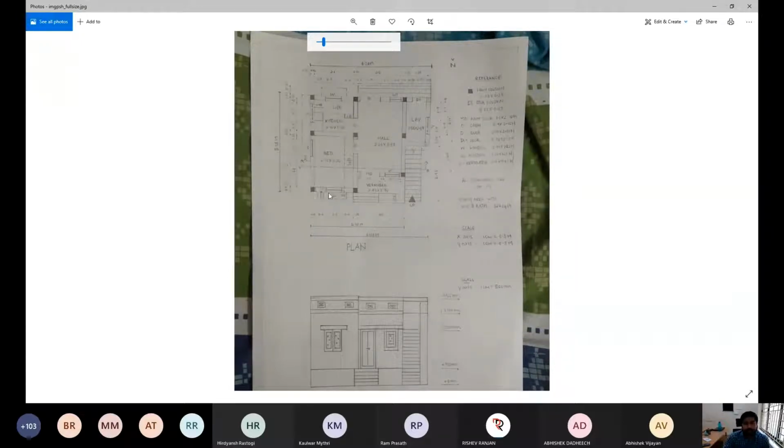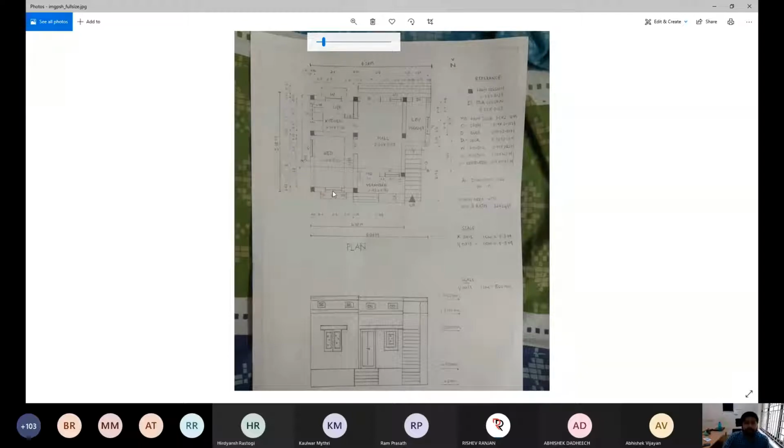So whatever you are seeing here, please imagination also should be there. Without imagination you can't draw anything, because front elevation means what you are seeing of that particular building from the front side. Suppose you are standing in front of that particular building or house, what you are seeing, that you have to draw. From this plan you can understand.